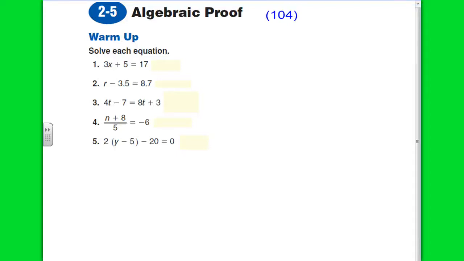Pause, come back when you're ready to check your work. And hopefully this was very easy for you. X was 4, R is 12.2. Collect those variables to the side with a greater number, remember? And we have -5/2. Multiply by 5 first, and we have -38. And don't forget to distribute, and we have y equals 15.